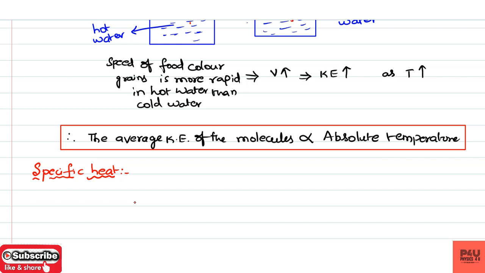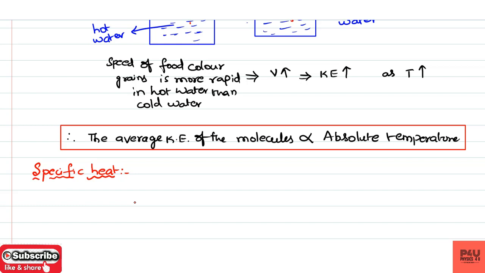So why are these materials behaving differently? Because they have a specific character of absorbing the heat. This property of a material is said to be specific heat. So every object, every material, has a different specific heat value.